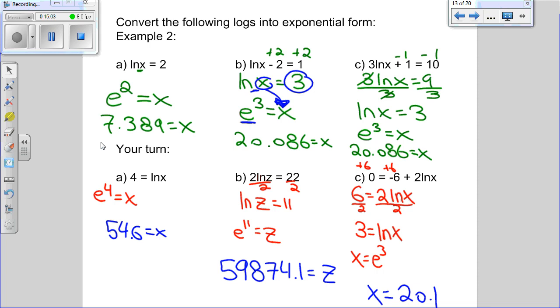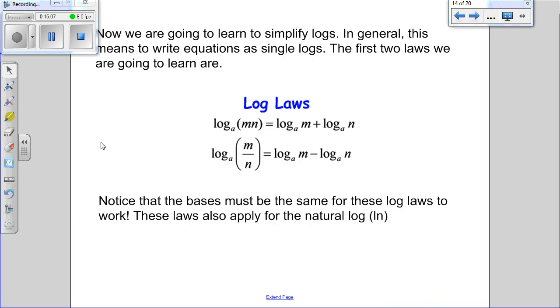Today, what we're going to do is learn 2 log laws. There's 6 log laws in total that we're going to learn, maybe only 5. But today we're going to start off with 2 of the easier log laws. We're starting off with the product log law and the quotient log law, or if you're doing addition or subtraction.